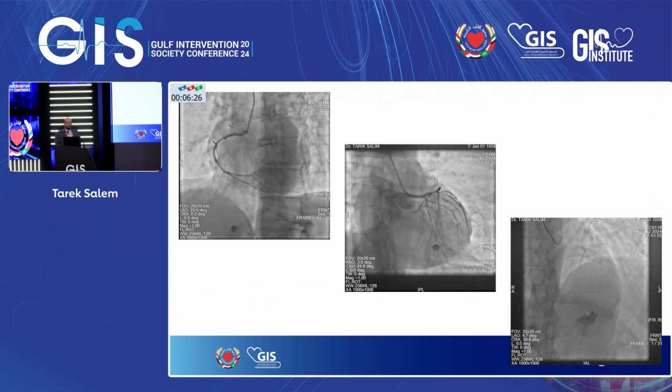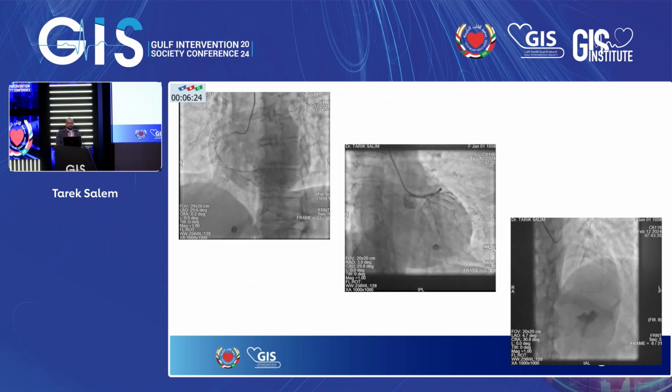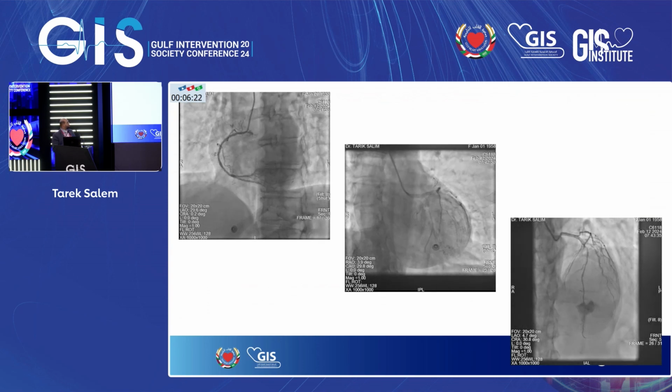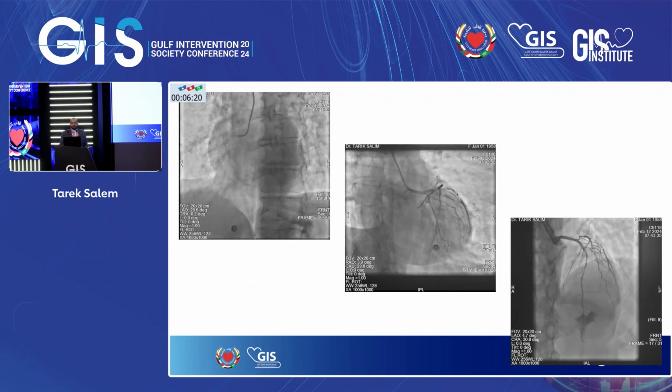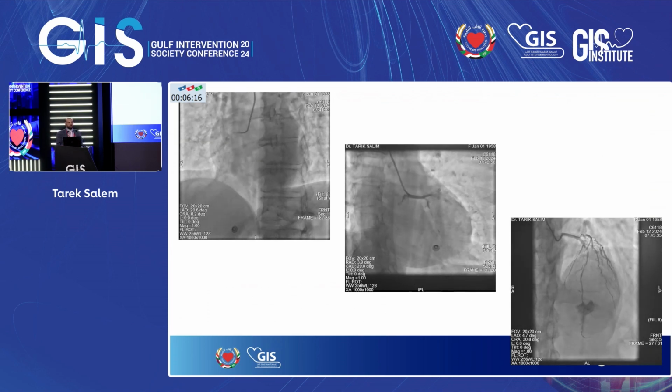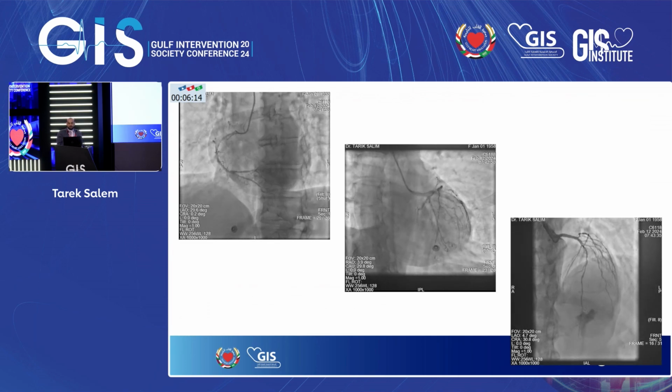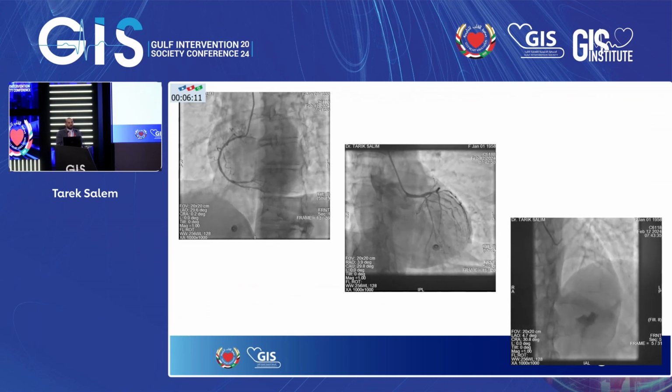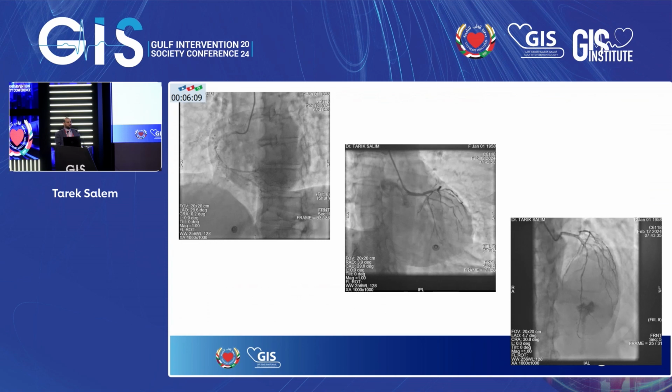So this is her right coronary artery, just mild disease. In the LAD, the proximal circumflex, there is probably 70% disease. And in the LAD, at the bifurcation of diagonal 1, there is calcific severe disease. So we thought we'd do a provisional approach here.